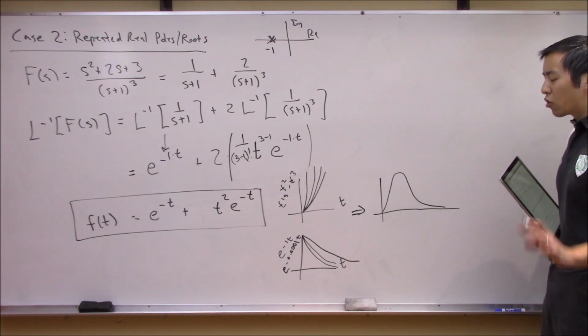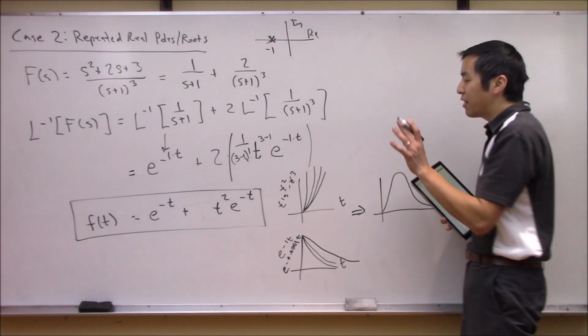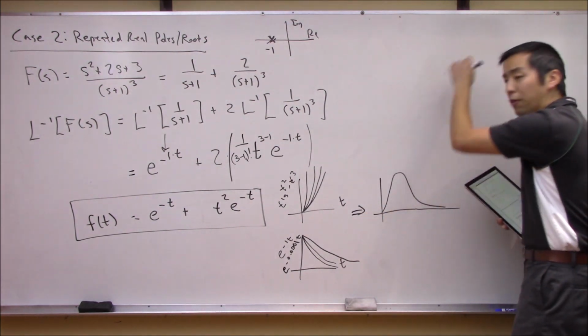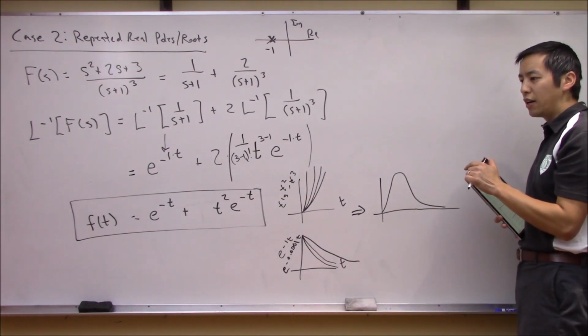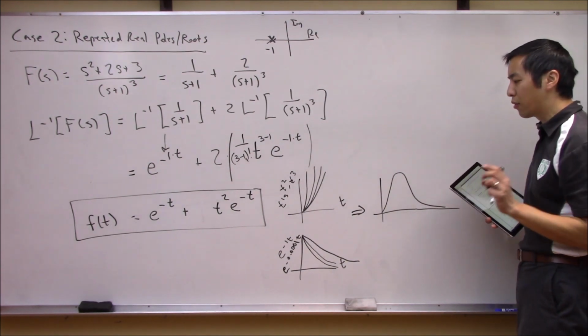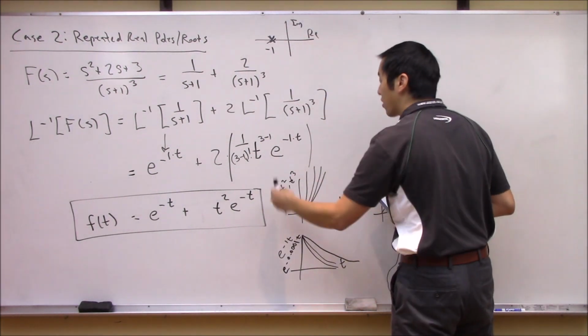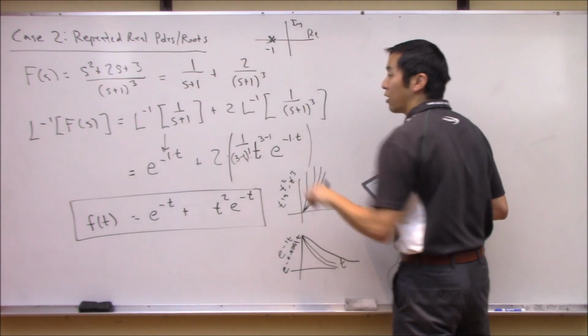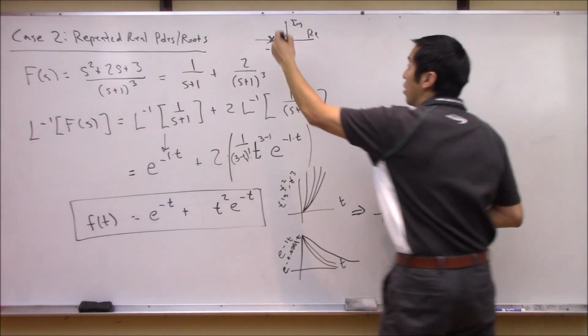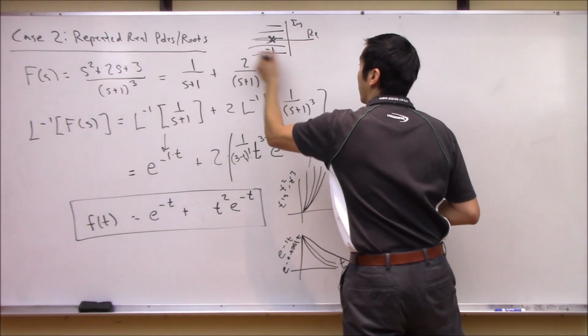Okay? So what's interesting about this is even if you have multiple poles at one location, it's not going to blow up to infinity. It's not going to be, quote-unquote, unstable or become unbounded, right? Because as long as it has a real component that's in the left half plane, as long as you're over here, right?